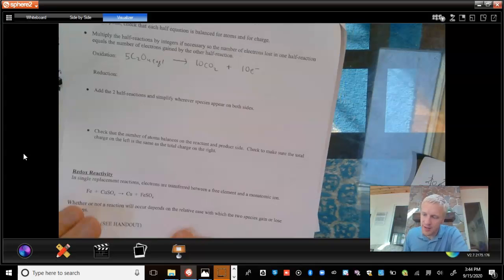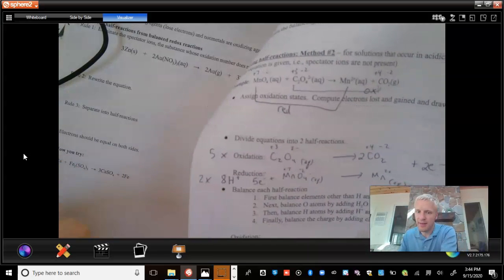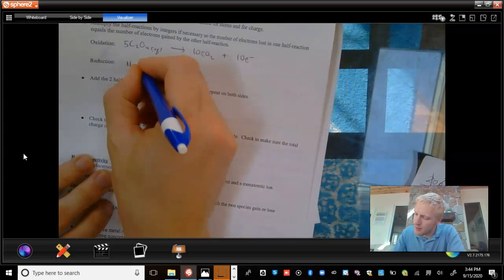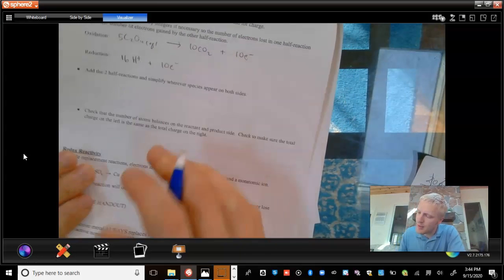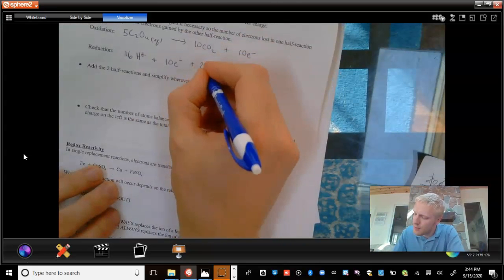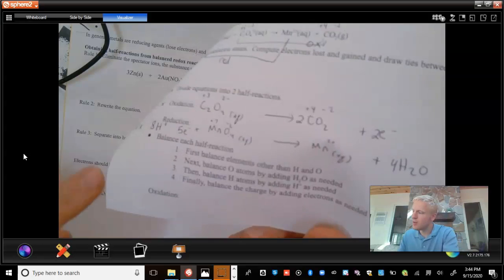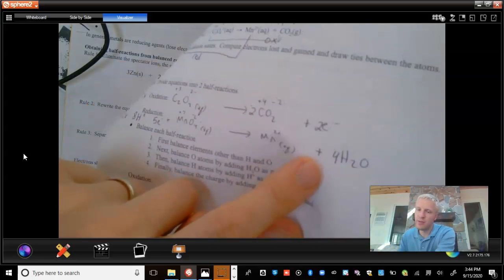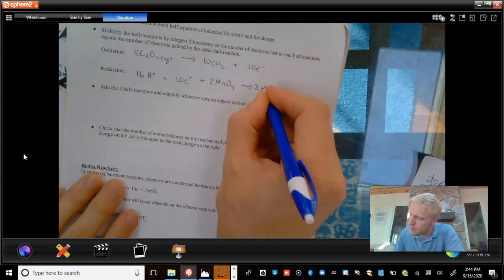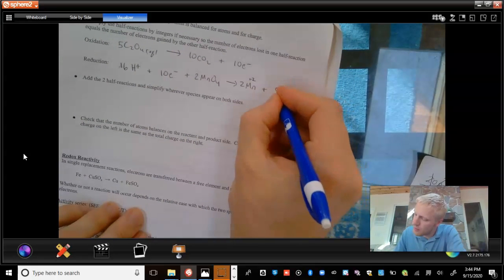Alright, and then we've got the reduction. 2 times 8 is 16. 2 times 5 is 10. So I've got 16 H plus 10 electrons, and then 2 times 1 MnO4, 2 MnO4. That brings us to 2 times Mn, and 2 times 4 H2O is 8, so 2 Mn and 8 H2O.